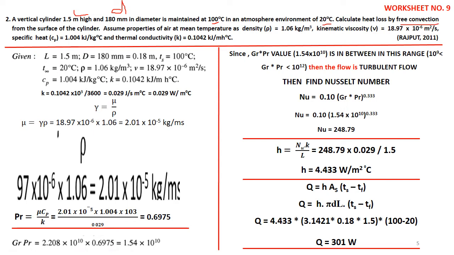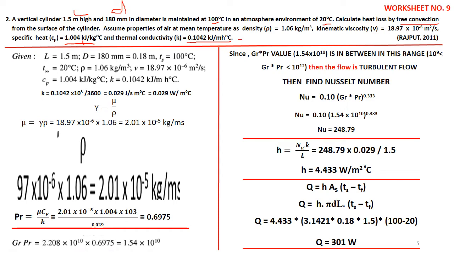Assume the properties of air at mean temperature: density, kinematic viscosity is given, specific heat is given. Okay, be careful, kilojoules you have to convert to joules. And thermal conductivity, be careful, see the unit. Thermal conductivity units, it is given kilojoules, hour, something like that. So I told you many times in the class, if kilojoules is there in the problem, you have to convert it to joules. And here hour is there, you have to convert it to seconds. So in the top you have to multiply 10 power 3 and at the bottom you have to multiply by 3600. So you will get the correct unit of K.